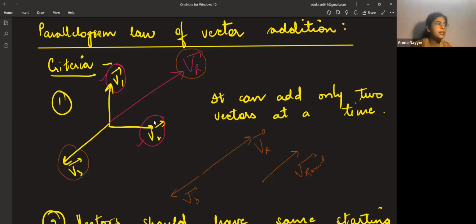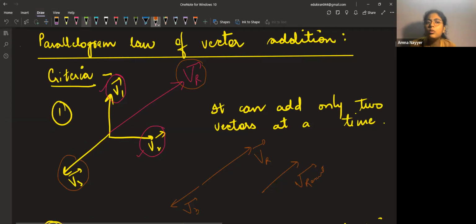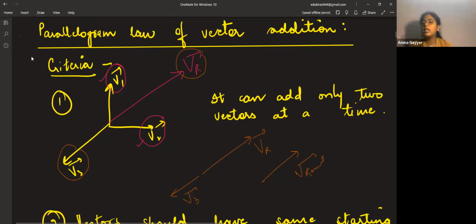This is how three vectors, or four or five vectors, are solved. But during the calculation part, you will be considering only two vectors at a time. When you see the formula, you will understand that the formula only gives space for two vectors. How will you put in the third one? This way only, by taking the resultant, then the resultant with the next, then the resultant with the next.